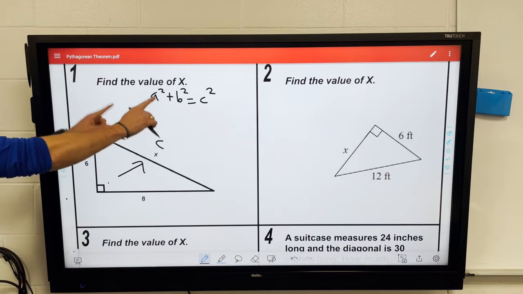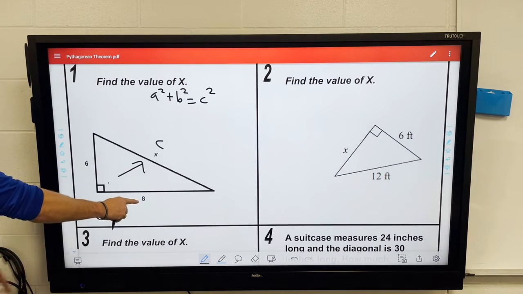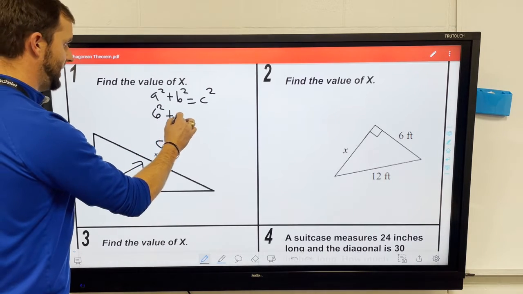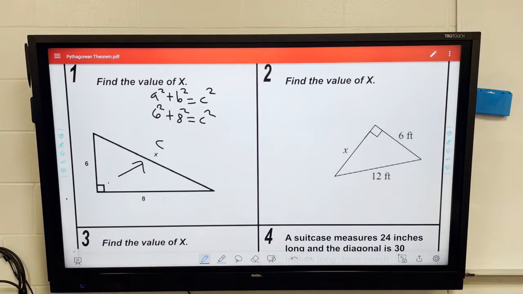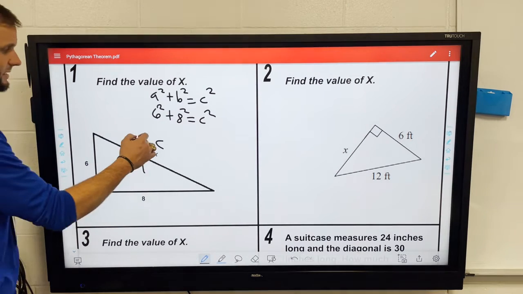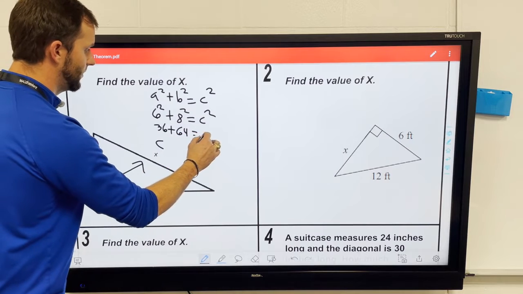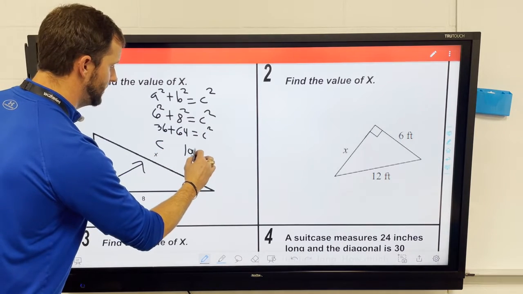It does not matter where I plug them in. So I'm going to plug in 6 for the a and 8 for the b. So it's going to be 6 squared plus 8 squared equals c squared. c is what I'm finding here. So now I just need to figure this out. 6 times 6 is 36. 8 times 8 is 64. 64 and 36 add up to 100.